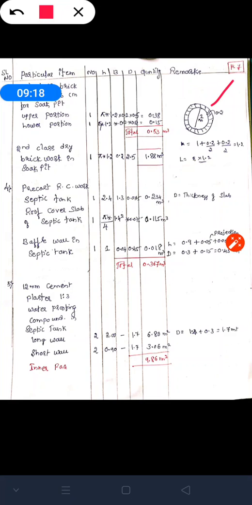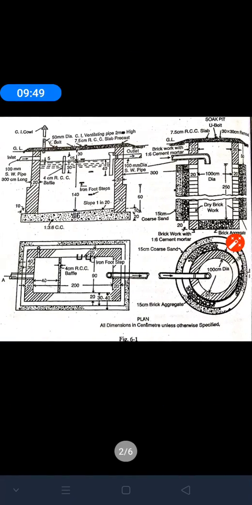First we should draw the diagram like this. The diameter is 1 meter, that is the inner dimension, plus wall thickness is 0.2. So 1 plus 0.2 by 2, that is the mean circumference length. That mean circumference multiplied by pi gives the length of the soak pit, the upper portion. Now for that length we multiply the breadth, 0.2, the wall thickness, and the depth is 0.5, upper portion.